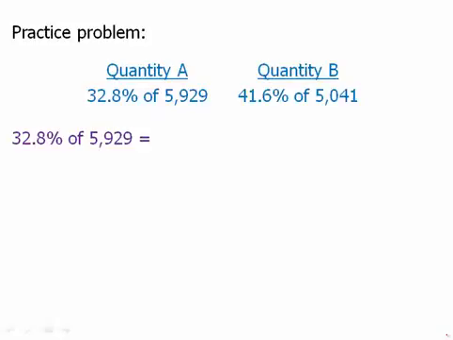Well, notice that percent, 32.8, that's slightly less than 33.33%. And of course, 5929 is slightly less than 6,000. So I'm just going to write it like this. Slightly less than 33.33% of slightly less than 6,000. And 33.33% is just a third. So a third of 6,000 would be 2,000. So it means that overall, whatever this answer is going to be, it's going to be something slightly less than 2,000. Now look at the other one.